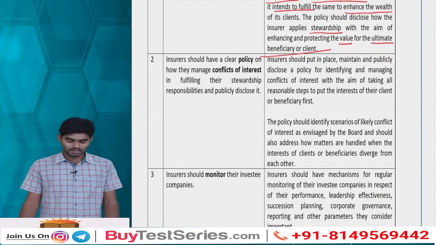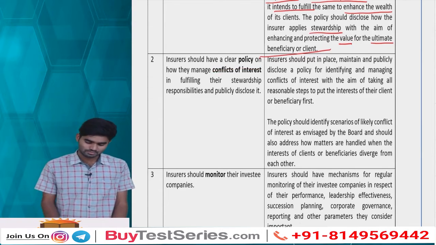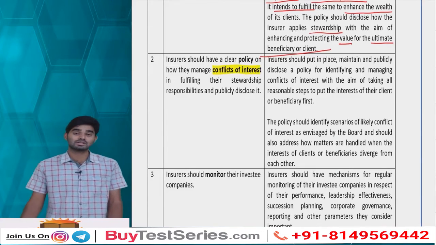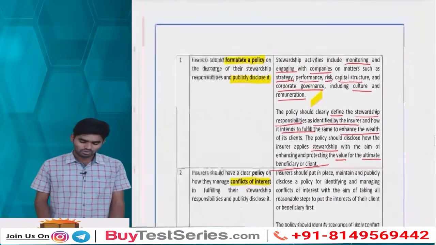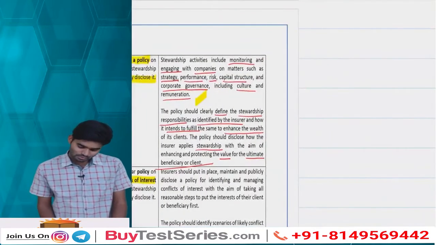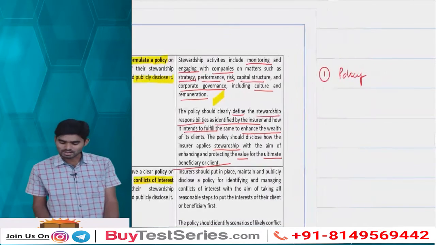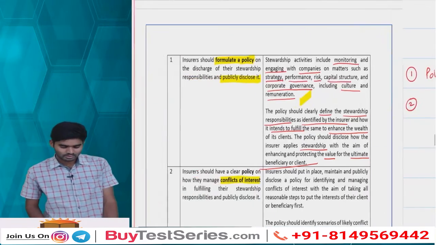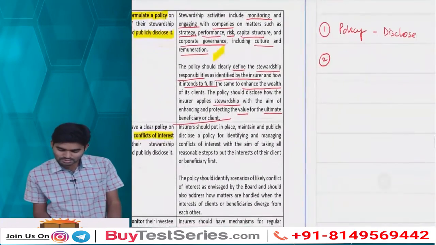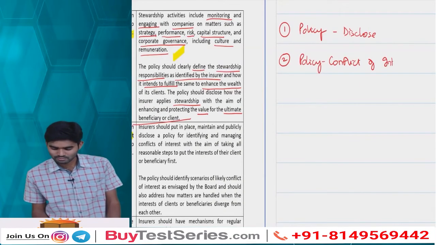Insurers should have a clear policy on how they manage the conflict of interest in fulfilling their stewardship responsibilities and publicly disclose it. Sir, what was the first one? First one, you shall have a policy. You shall have a policy and you publicly disclose it. Second one, you shall have a policy with respect to what? With respect to conflict of interest.